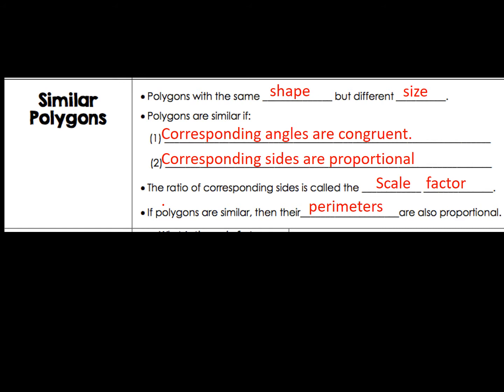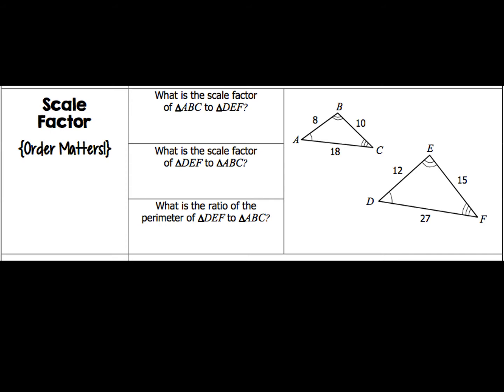The ratio of corresponding sides is called the scale factor, and if polygons are similar, then their perimeters are also proportional. Let's take a look at this. What is the scale factor of ABC to DEF? We're going to find out that order definitely matters, because when we read this first problem and it says what is the scale factor of triangle ABC to triangle DEF, look and see that ABC is a small triangle to the big triangle. So we always want to do small to big.